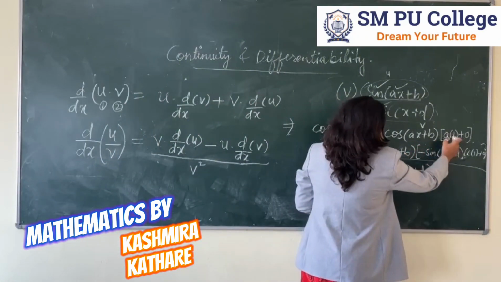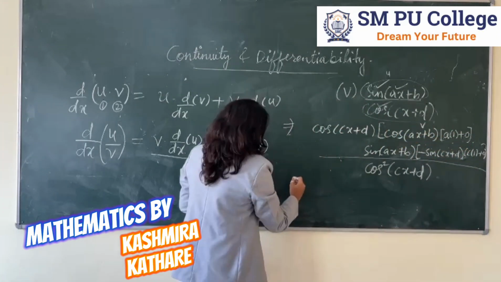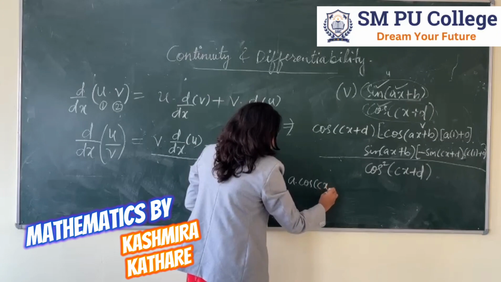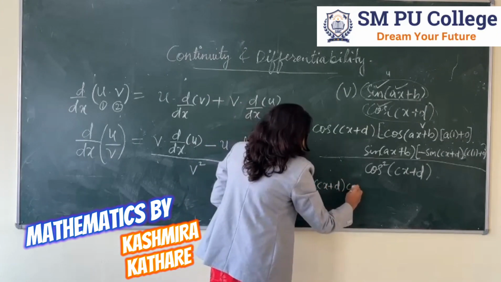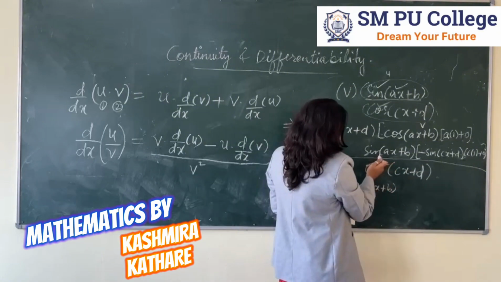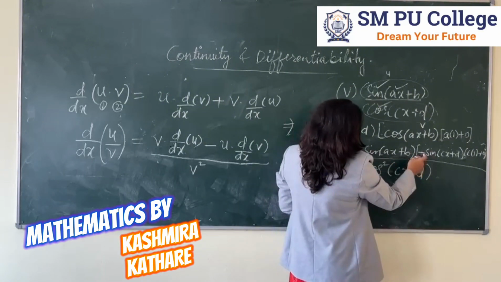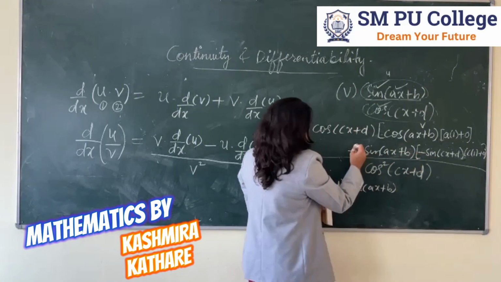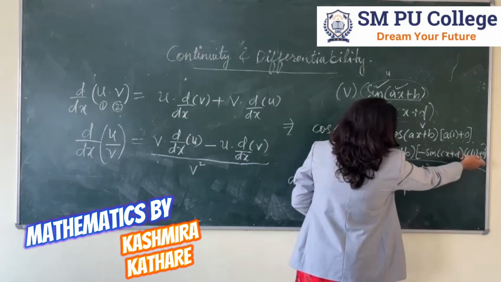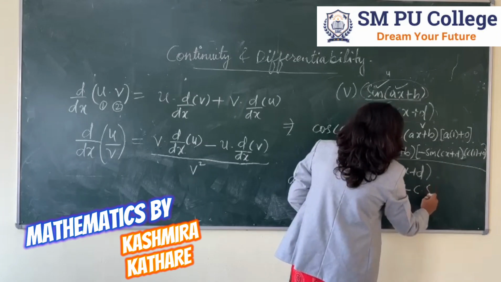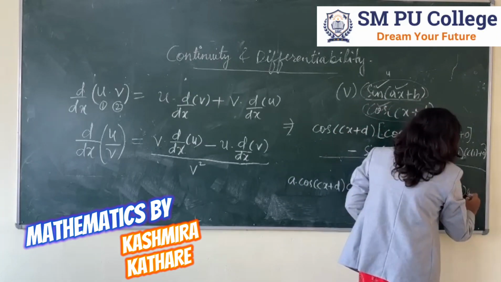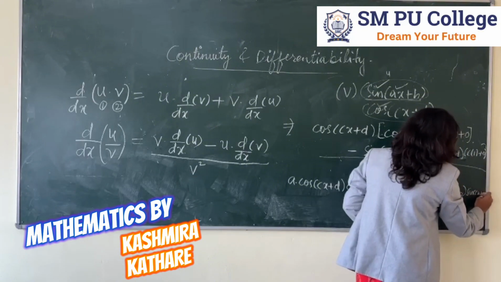A into 1 is A plus 0 is A itself. Take A outside, and write this as it is: cos cx plus d, cos ax plus d. Minus. This minus and one more minus becomes plus. C into 1, C you take outside, write the remaining terms: sin ax plus b, sin cx plus d.